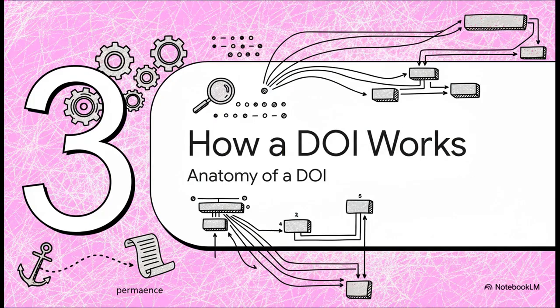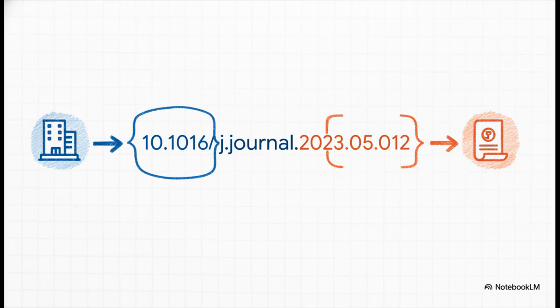Now, you might look at a DOI and think it's just a random mess of numbers and letters, but there's actually a very logical system behind it. Let's peek under the hood and see how it pulls off that permanence we keep talking about. Okay, so here's a pretty standard DOI. It might look a little technical, but I promise its structure is incredibly simple. It's really just made of two key parts that work together.